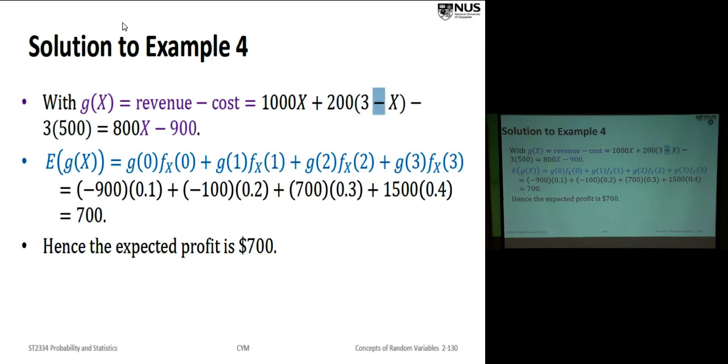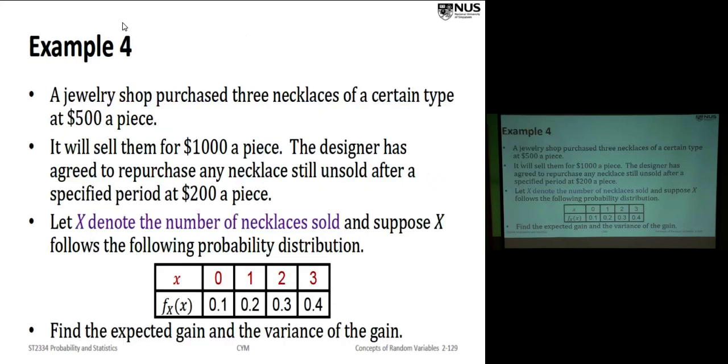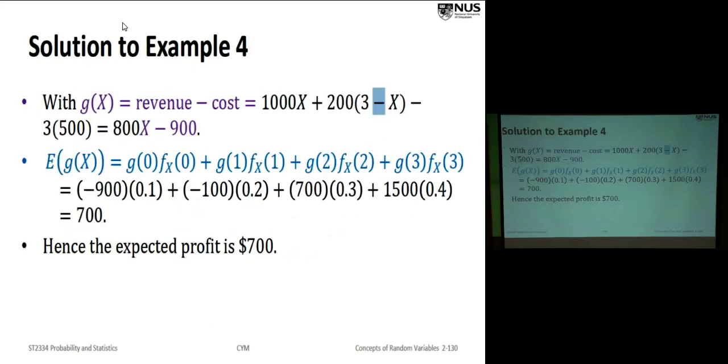And the whole thing has cost them 3 times 500, because they bought $1,500 worth of these bracelets or necklaces. So the gain that they have is 1,000x minus 200x, so that's 800x, and then 600 minus 1,500 is equal to minus 900. So that's their gain. Now what I want to do is compute the expectation of this random variable and the variance of it.